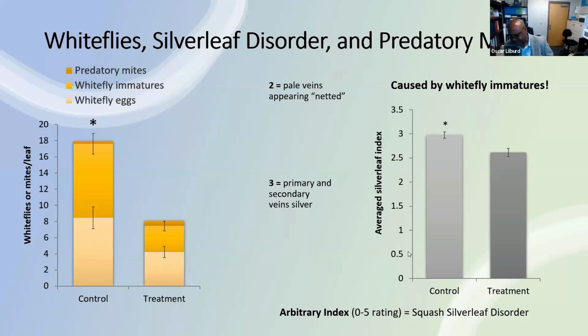When you look at the silverleaf disorder, again, this was significant. The control had a lot more silverleaf disorder than the treatment. It was significant. So we see there that the release of the predatory mites in the treatment was able to reduce silverleaf disorder. Whether or not this is sufficient to significantly reduce photosynthesis, we're not sure about that, but at least it was significant here.